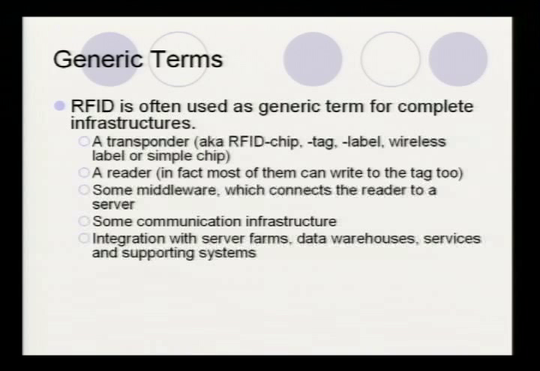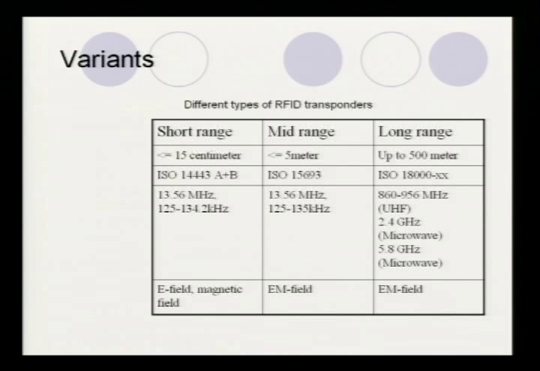So most of the time there are a lot of generic terms, and RFID is often used as a generic term for complete infrastructures. For example, a transponder, also known as RFID chip, tag, label, wireless label, or simple chip. We have the reader, we have some middleware. This connects the reader with the server. Most of the time we have communication infrastructure, and all this stuff is integrated with server farms, data warehouses, services, and supporting systems. Let me give you a short overview.